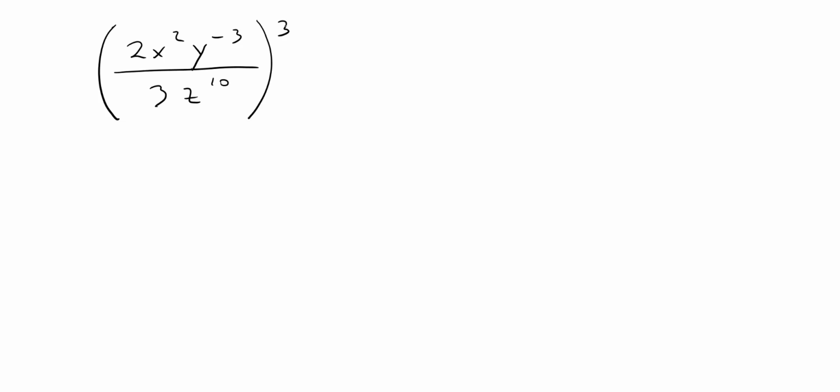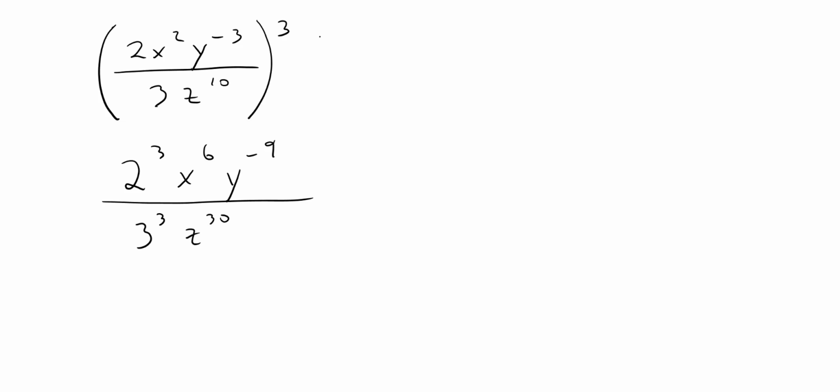Two more. Let's see, not really too much crazier. But here it is. 2x squared, y to the negative 3, over 3z to the 10th, and that is raised to the 3rd power. Okay, so let's go. It's going to be 2 cubed, x squared to the 3rd, so 2 times 3 is 6. Negative 3 times 3 is negative 9, so y to the negative 9. Over 3 to the 3rd power, z to the 30th power.